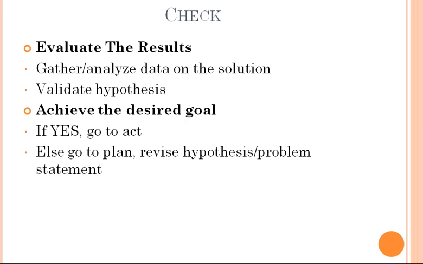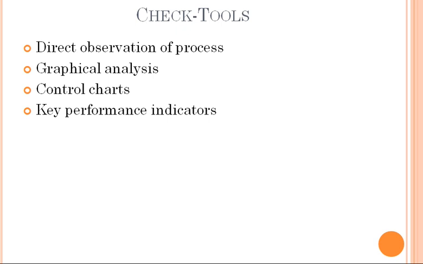Check means you have to evaluate the results: has the desired goal been achieved? Gather and analyze data on the solution and validate the hypothesis. If yes, go to act. Else go to plan, revise the hypothesis and problem statement, and do the iteration once again. What are the check tools? Direct observation of the process, graphic analysis, control charts like X-bar chart, R chart, P chart, C chart, and key performance indicators are added.